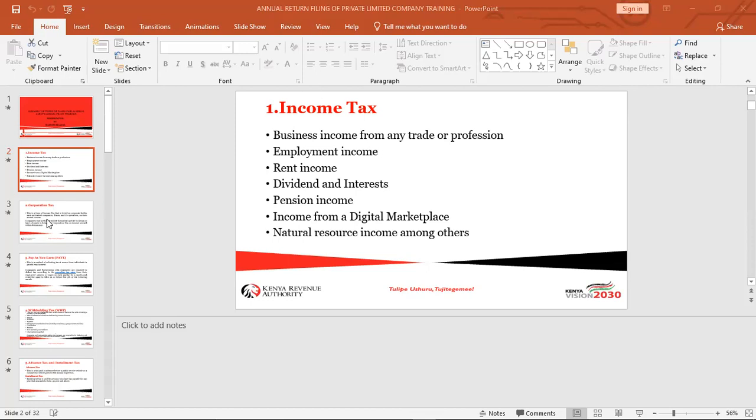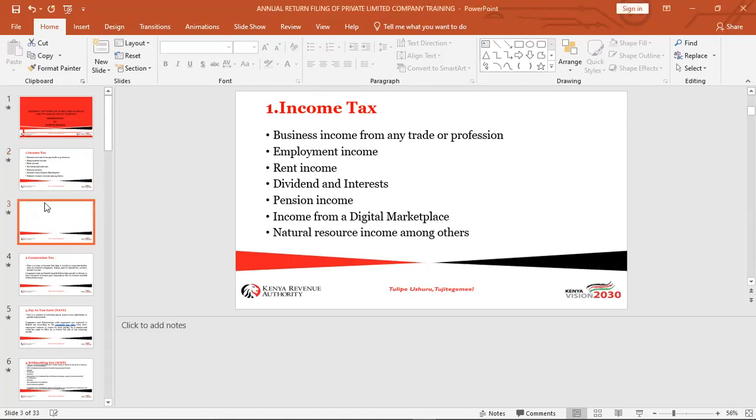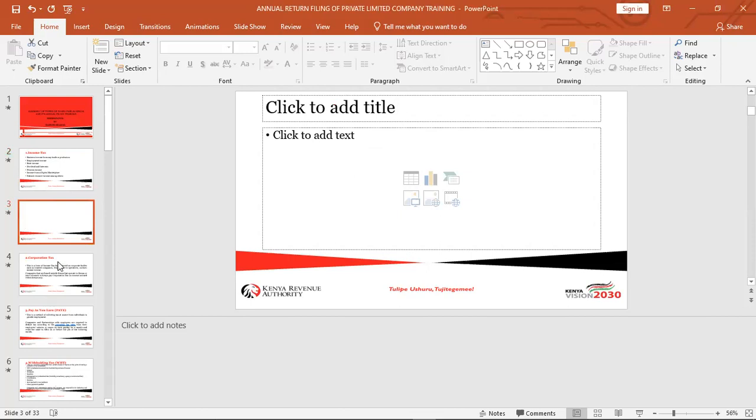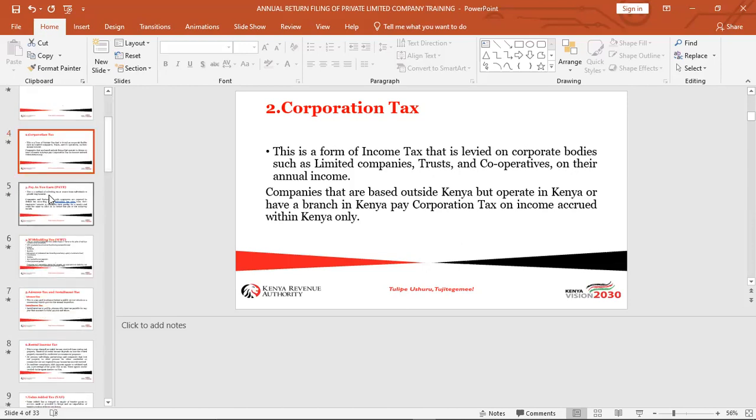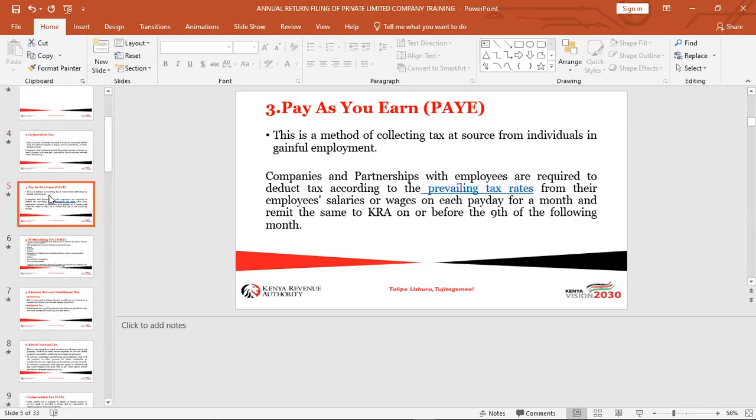Then the second one is corporate tax. So corporate tax is the one that we are going to cover today. That is another type of tax that exists in Kenya. Then another one is PAYE. So PAYE is pay as you earn.